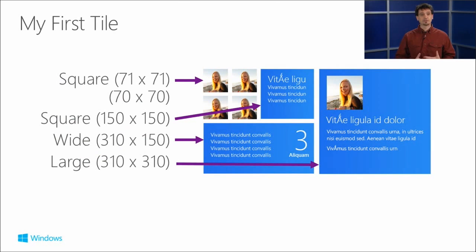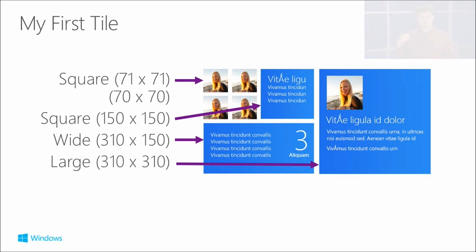The tile sizes are what you see here. The one that's a little bit confusing is the small square one, which is 71 by 71 for Windows Phone, I believe, and then 70 by 70 for Windows. The medium square one is 150 by 150 across both platforms. Wide is 310 by 150 across both platforms. And then large, available only on Windows, is 310 by 310.